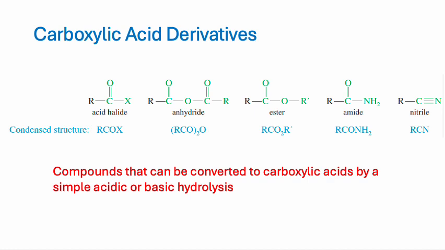Alright, so we have talked about this many times, and essentially a carboxylic acid derivative is a compound that can be converted to a carboxylic acid by a simple acidic or basic hydrolysis. Those functional groups include acid halides, anhydrides, esters, amides, and nitriles.